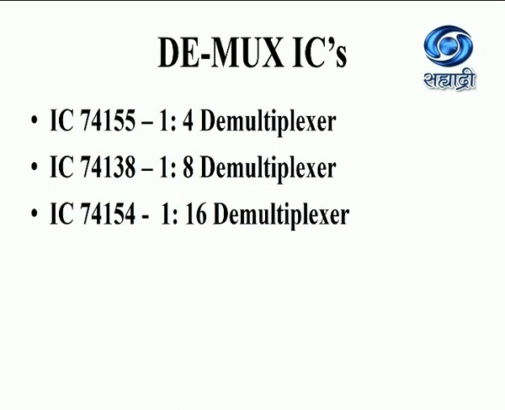Again, like mux ICs, demux ICs are also available in the market. First one is 74155, that is 1:4 demultiplexer. Then IC 74138 is the 1:8 demultiplexer IC. Then we have IC 74154, which is 1:16 demultiplexer IC.